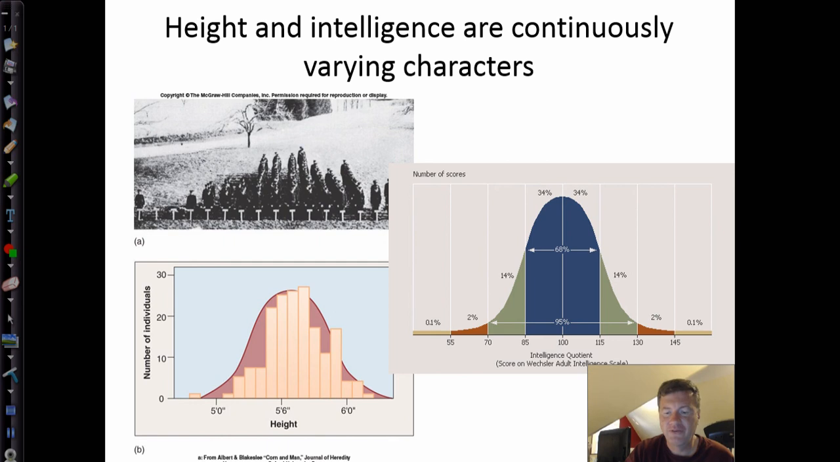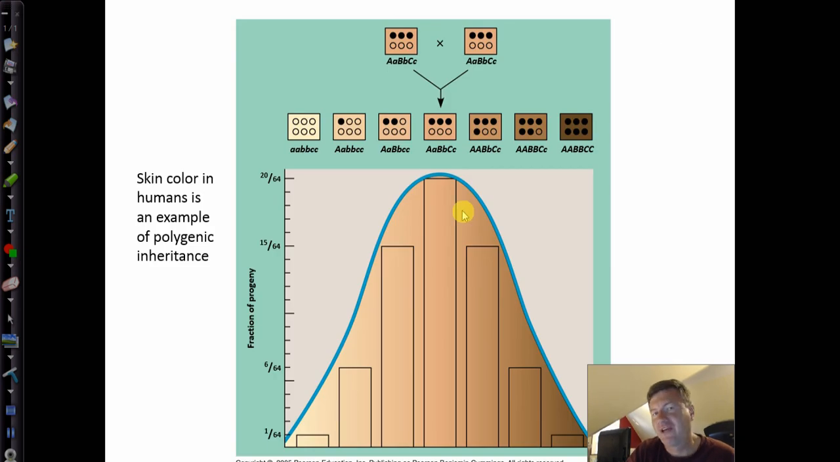Okay, and we're almost there. Well, I forgot I had another example. Skin color is another example. We believe there could be 5, 6, 7 different genes that contribute to skin color. This is showing you, let's pretend for a second, just for giggles, that there's 3 genes involved because they're showing you A, B, and C.